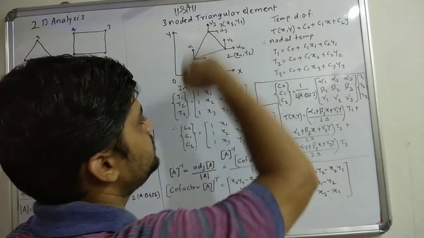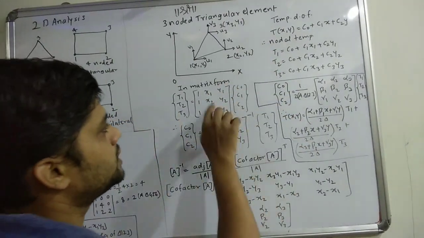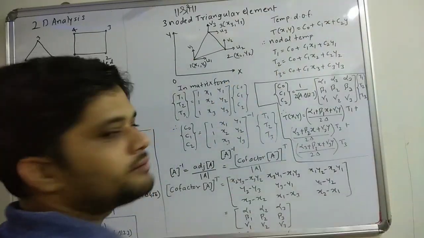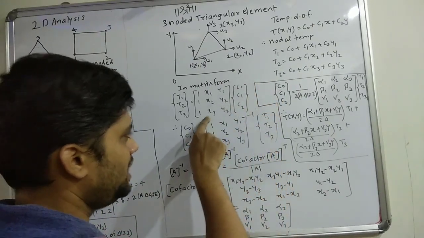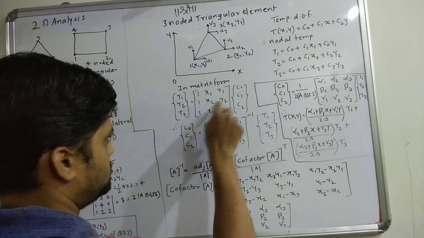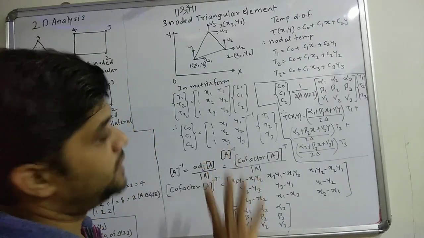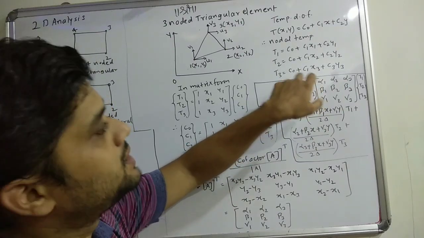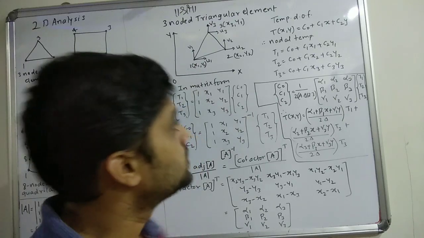Now if I convert this into matrix form, on the left hand side I will have a column matrix T1, T2, T3, which is equal to, if I take C0, C1, C2 common, they stay on the right hand side as a column matrix C0, C1, C2, and in between I will have a square matrix of the kind [1 x1 y1; 1 x2 y2; 1 x3 y3]. My aim here is to find out the values of these constant parameters, that is C0, C1, C2.